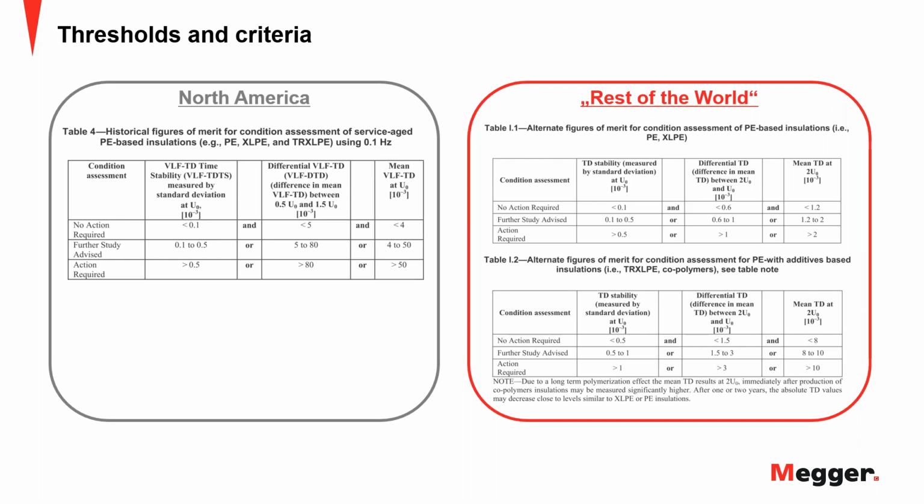All right, on to our next question to Henning. Henning, during a VLF high pot test, does the difference of leakage current between three phases have any bad indication?